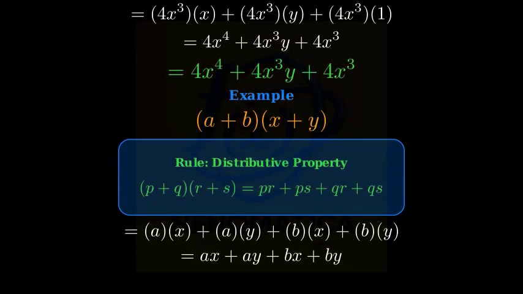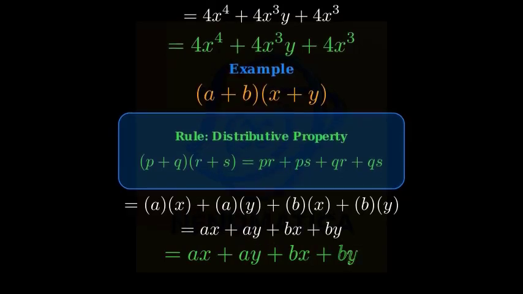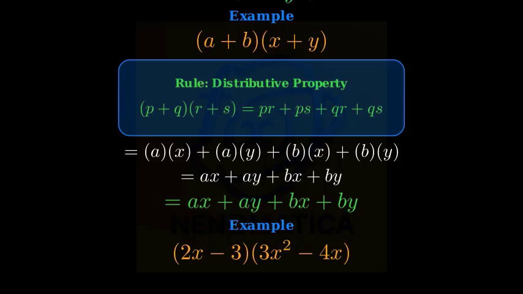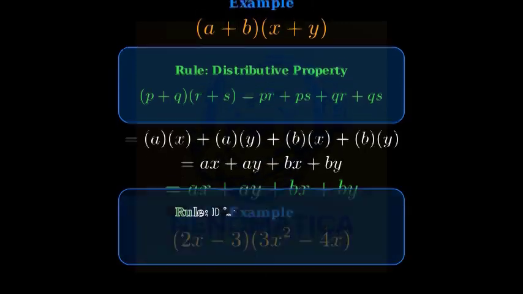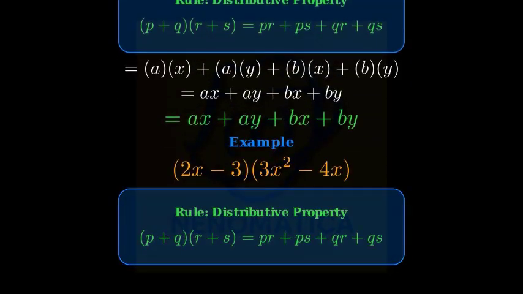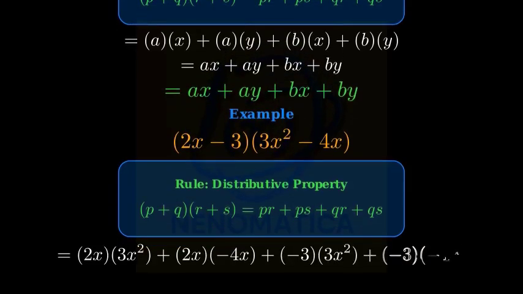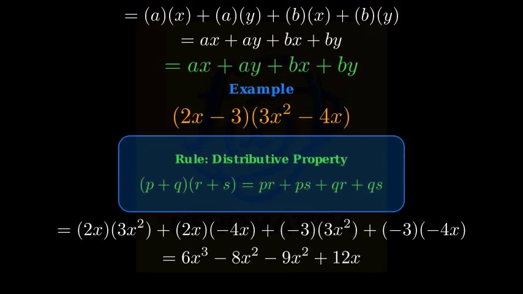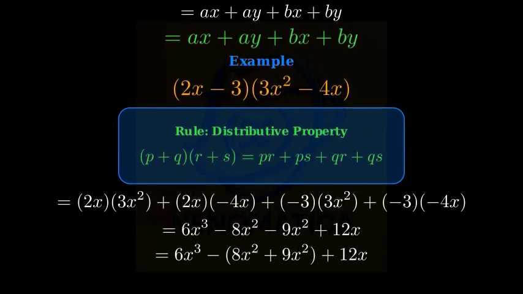Let's look at our final example, which is a bit more complex. This example involves multiplying two binomials, but with negative terms and higher powers. Let's apply the distributive property, being careful with the negative signs. Let's multiply each pair of terms, keeping track of the signs carefully. This gives us 6x cubed minus 8x squared minus 9x squared plus 12x. Now we can combine like terms. The x squared terms are negative 8x squared and negative 9x squared, which gives us negative 17x squared. So our final answer is 6x cubed minus 17x squared plus 12x.